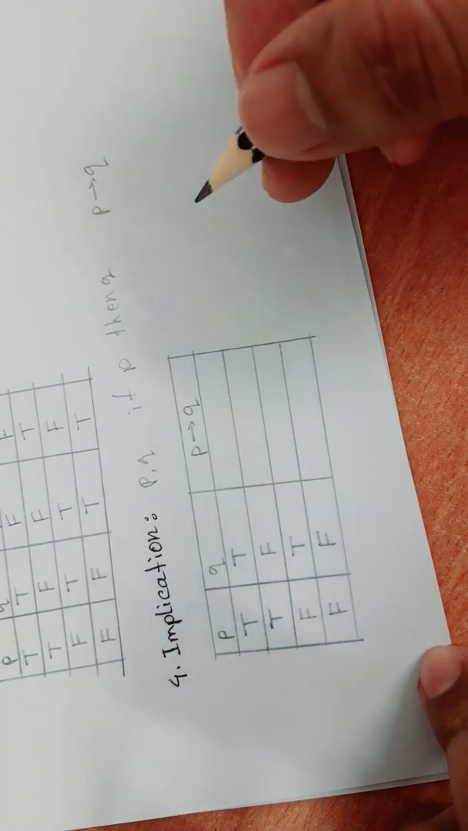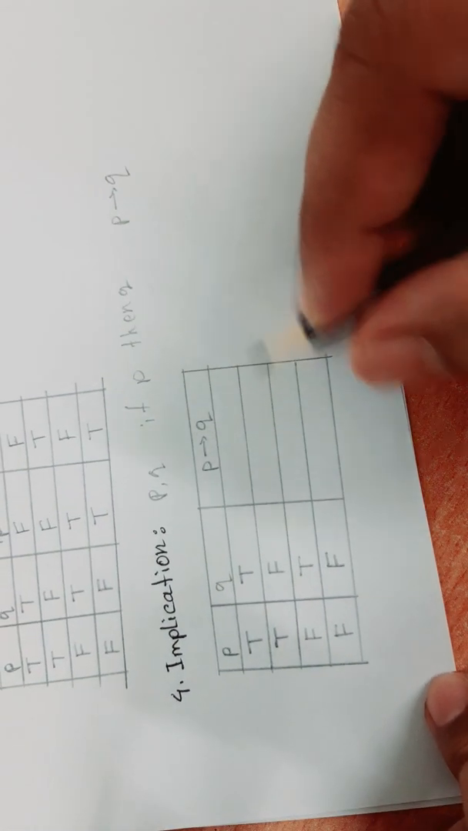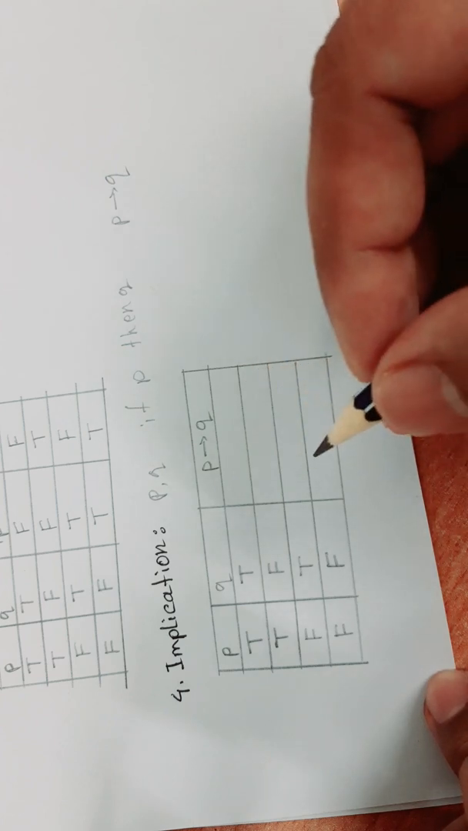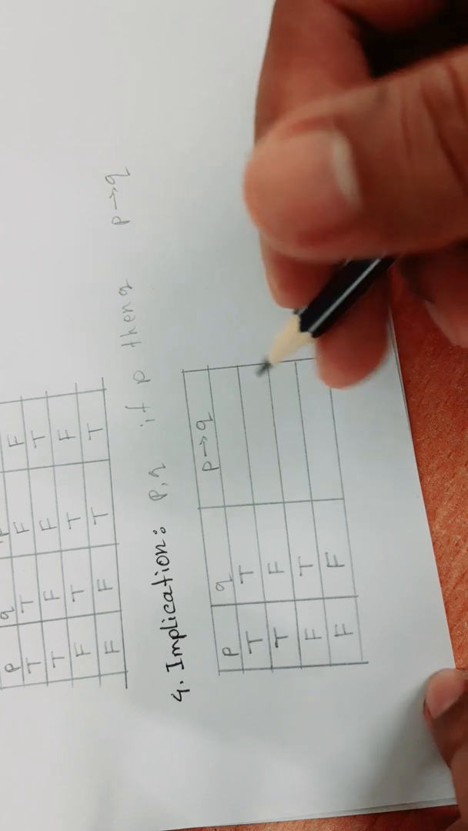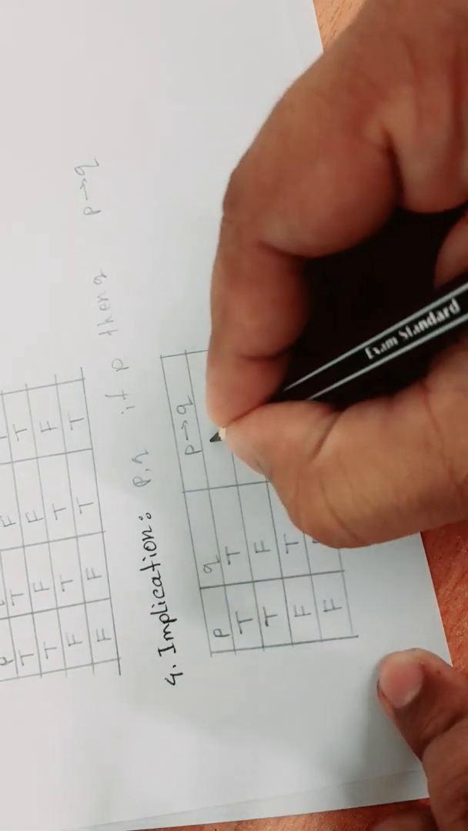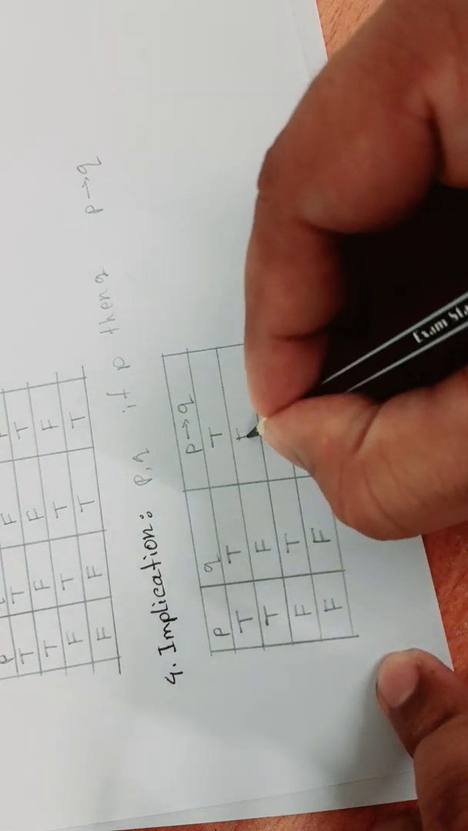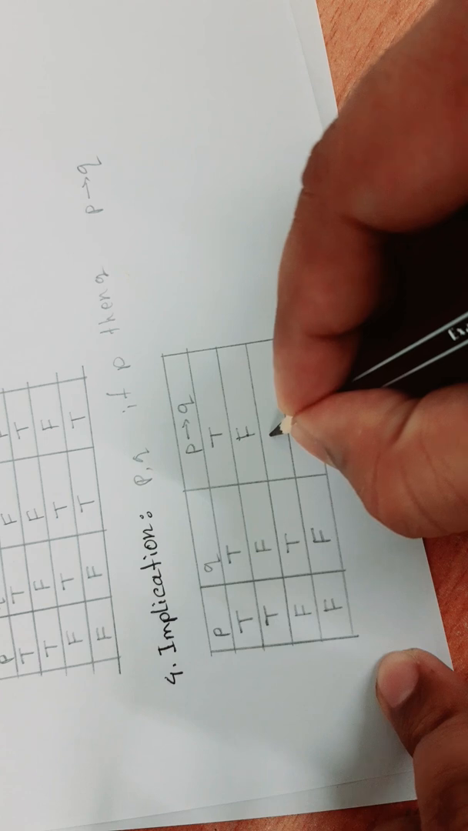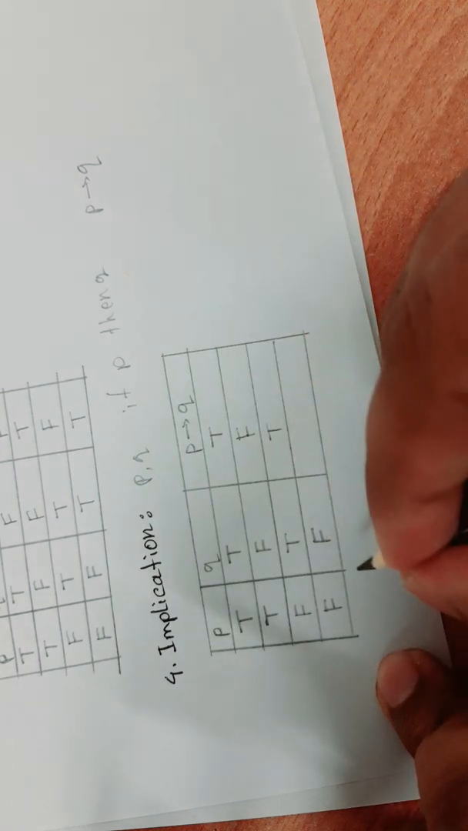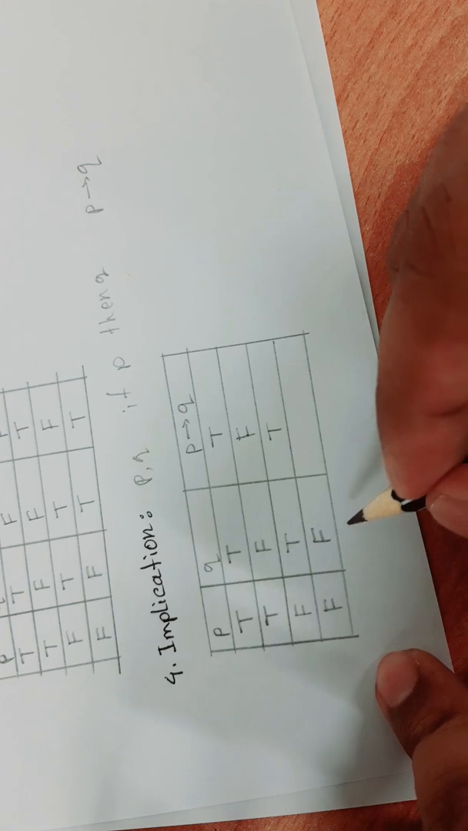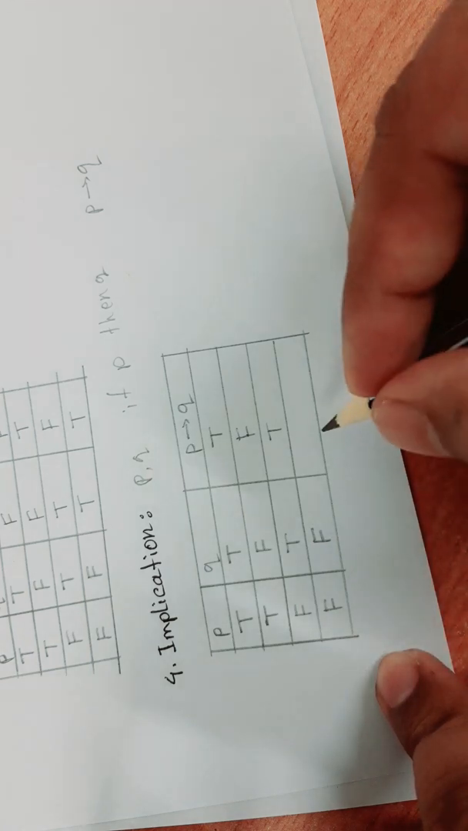Otherwise, it depends on Q. If Q is true, the implication is true, and if Q is false, the implication is false. So firstly, it's true. Now Q is false, so it is false. Then Q is true, so it is true. Here P and Q both are false, so the implication is true.